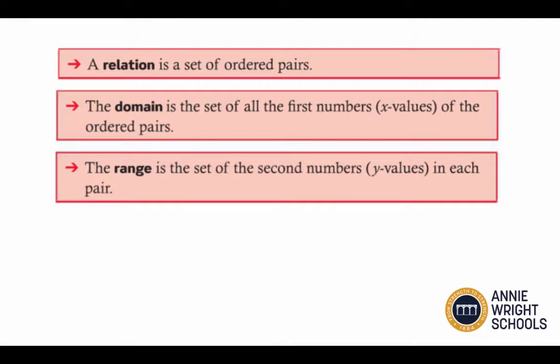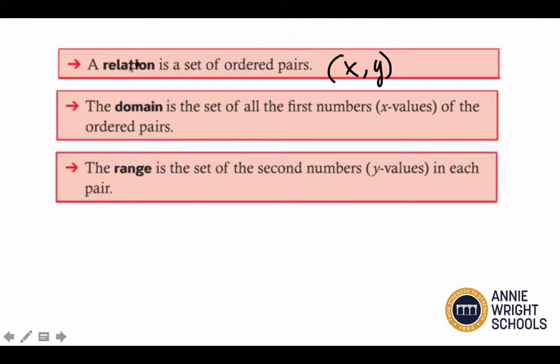First thing I want to look at is what a relation is, the domain, and the range. You may have heard these terms before. A relation is just a set of ordered pairs, so any kind of x comma y. And any list of those values, any set of those values, we call a relation. That's an important term. That's the most general thing we can have, is a relation.